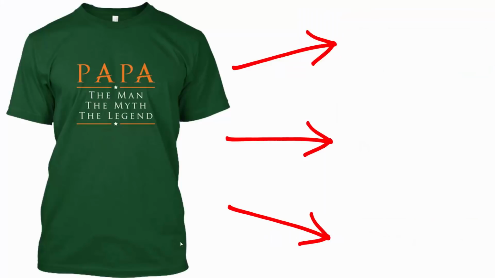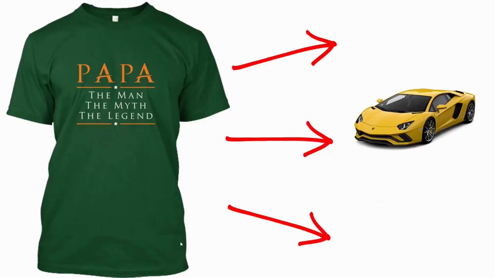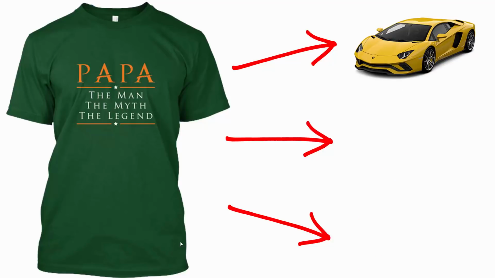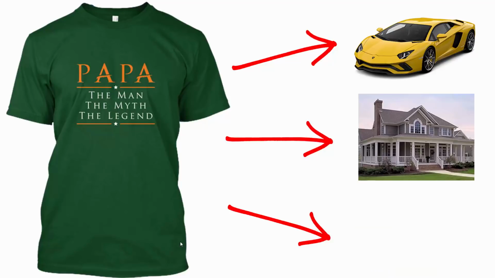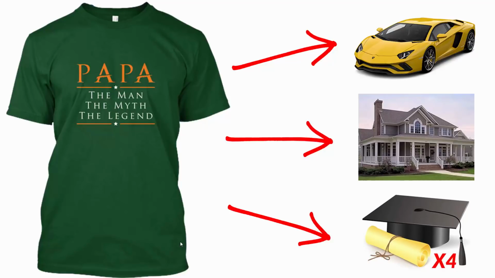So think about it. I've got a couple more shirts to show you as well, but I want to talk about this shirt again. This shirt can easily buy you a new Lamborghini and a new house, and it could send 4 of your kids to school. Again, this is the biggest t-shirt print-on-demand campaign I've ever seen. We're talking about life-changing money in a business where you never touch the product.